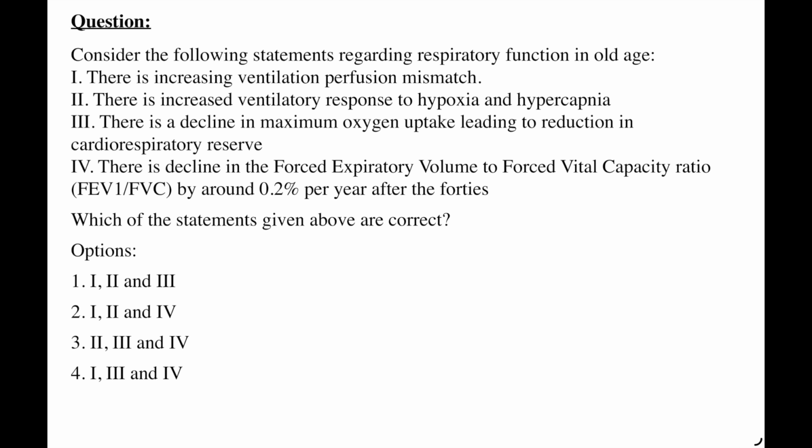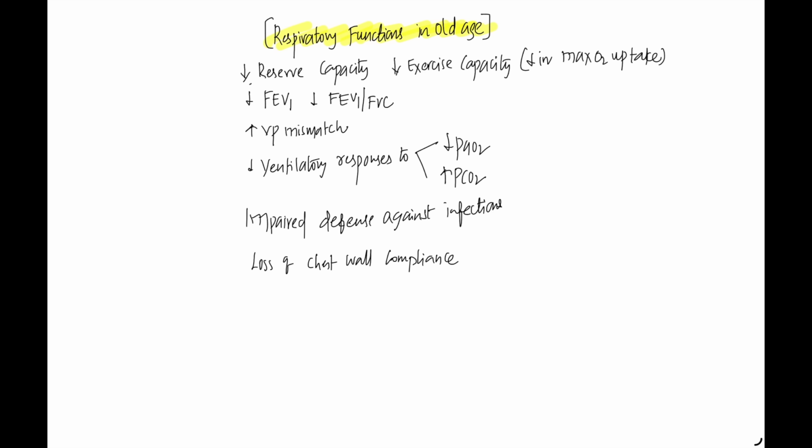Now, what happens to respiratory function in case of old age? Very easy. First, because they are old, recoil capacity of the lung is gone, so exercise capacity is low. Maximum oxygen uptake decreases, reserve capacity comes down, and because of the loss of recoil capacity, both FEV1 and FEV1/FVC ratio are down.